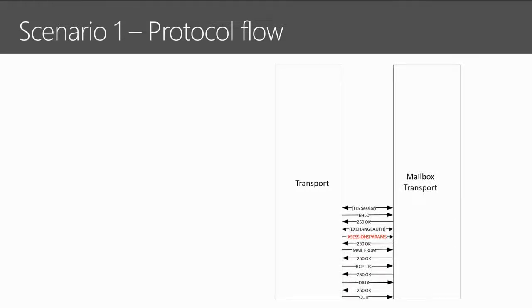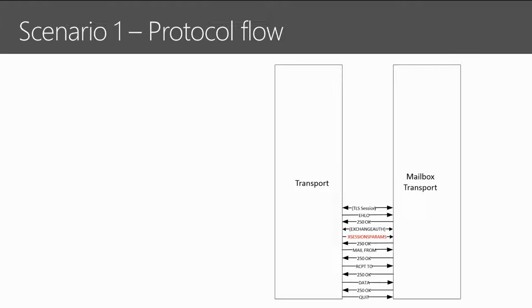Communication between the transport and the mailbox transport service looks like this. I told you it's SMTP now. What it's doing is basically saying, hey, now it's talking to the mailbox transport service that's on the box where the mailbox is. It's doing the regular EHLO, 250 OK exchange, the AUTH command, so it's authenticating. And now there's this verb that's passed, which is XSESSIONPARAMS.